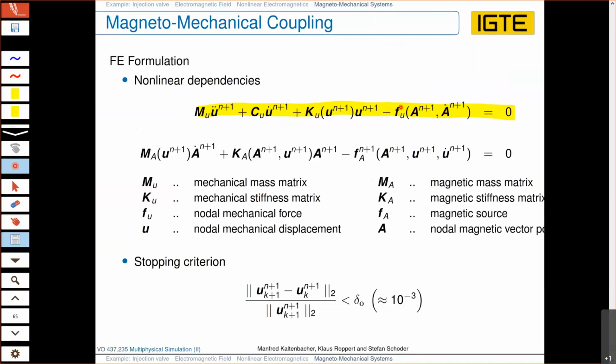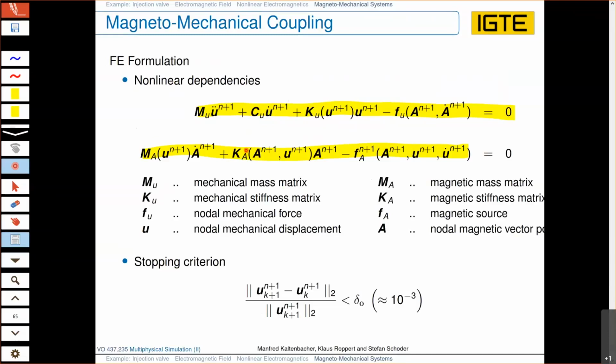And you see I've put it on the left-hand side because it is not known in advance. The second equation is our standard equation we have for electromagnetics, taking into account that we have moving deforming bodies. Therefore, the mass matrix depends on the actual deformation, on the actual displacement. We know we have to compute it on the deformed structure.